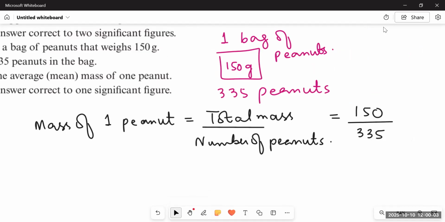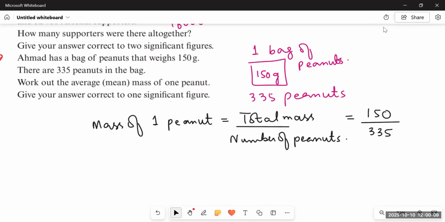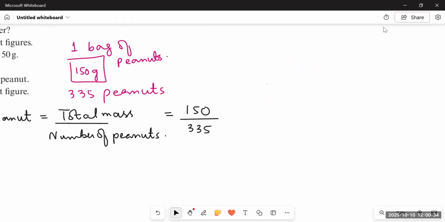There are more peanuts and the mass is less. It's 150 grams, not even 335 grams. If the mass had been 335 grams, then one peanut would be 1 gram. But since it's less than 335, the mass would be way less than 1 gram. So how can we solve it? Since we have to write the answer to one significant figure, first we can use a calculator to divide 150 by 335, or you can divide it by 5 as well.